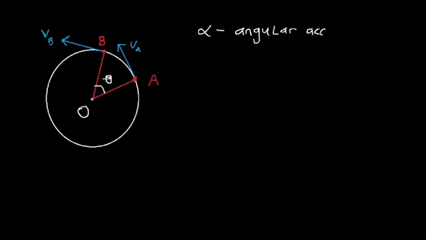The angular acceleration, alpha, can be defined as the rate of change of angular velocity with respect to time. Mathematically, this can be expressed as alpha equals d omega/dt.